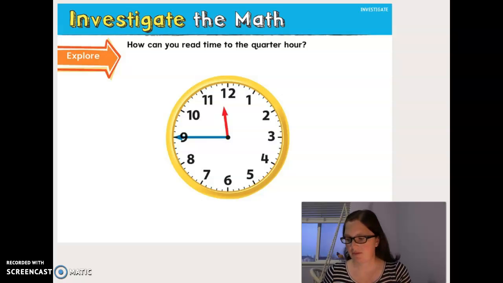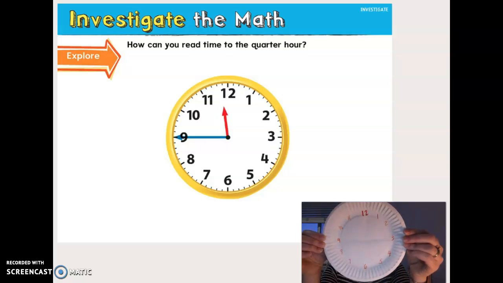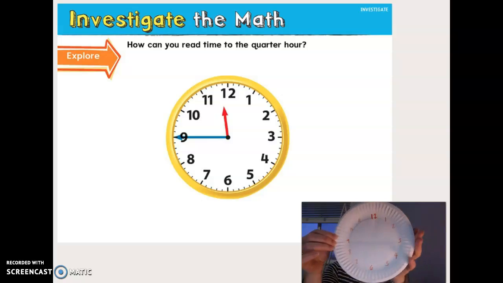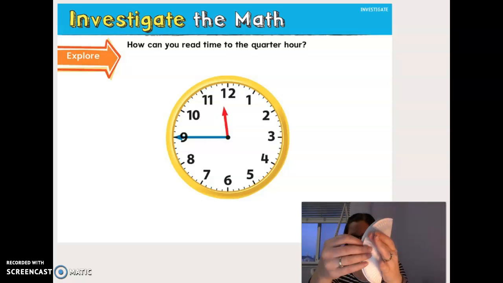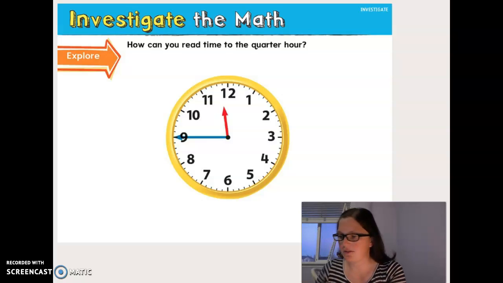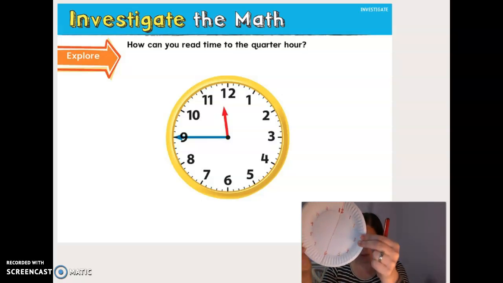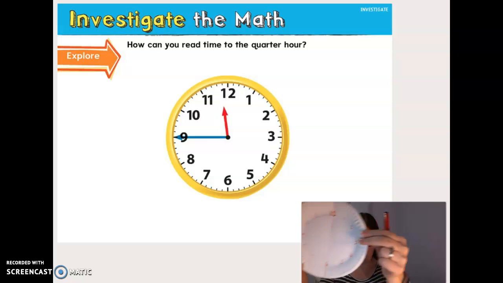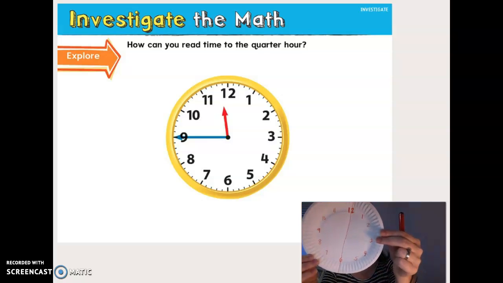Let's talk about, first of all, what that means. I've drawn a clock on this paper plate, and I'm just going to show you what they mean by quarters. So we talked yesterday about how we would do it in half. So we fold this in half, and then I'm going to draw a line so you can see where it folded, just to make it easier. Okay, remember we talked about how that was halfway on the clock. We folded it in half.